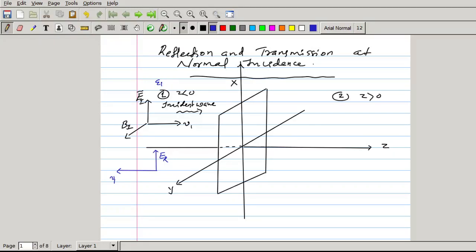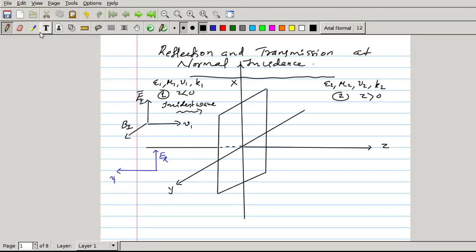The first medium has permittivity epsilon 1, permeability mu1, velocity v1, wave vector k1. The second medium has permittivity epsilon 2, permeability mu2, velocity v2, wave vector k2.